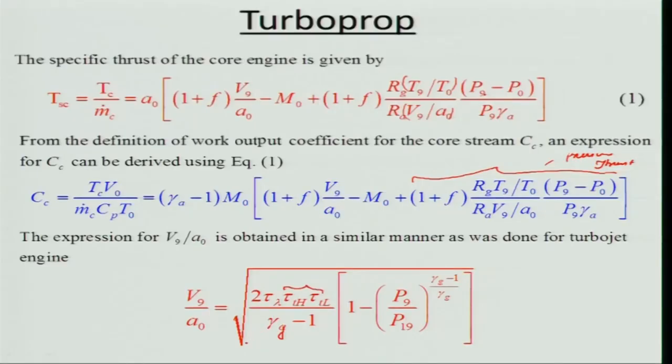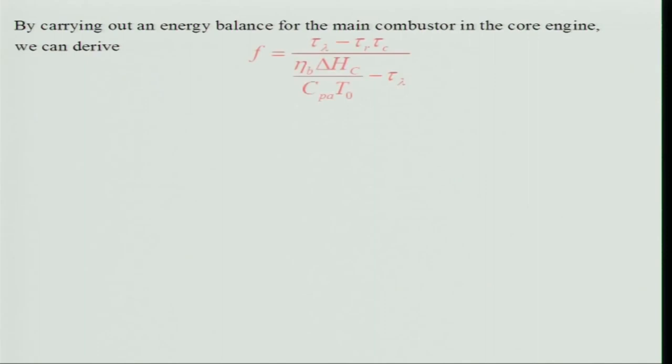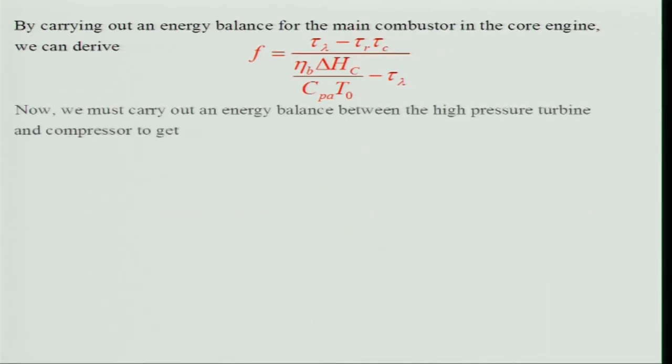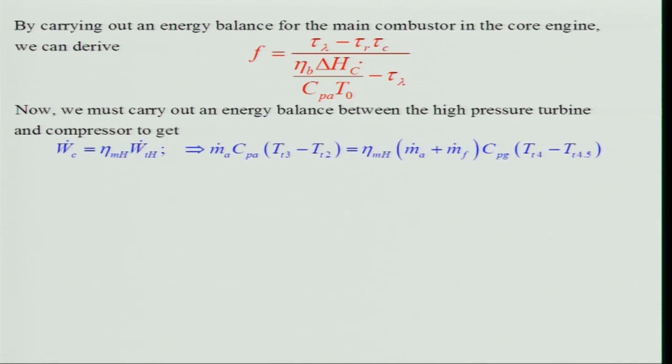And this, keep in mind, will be Vz minus 1. Carrying out the energy balance for the main combustor in the core engine, we get the similar expression as I have shown here; it is the same for turbofan, turboprop, and turbojet engines. So we need not do anything there, but this is the very important part we must look at: the energy balance between the high pressure turbine and the compressor, and also the energy balance between the low pressure turbine and the propeller.